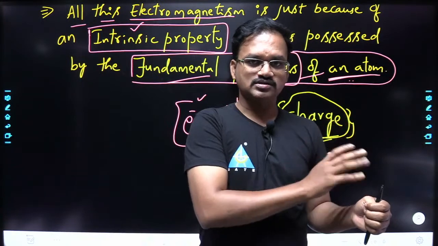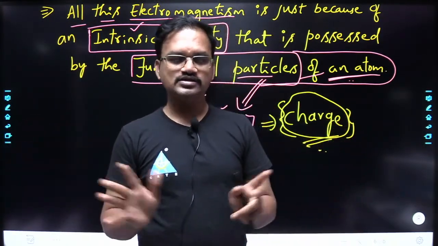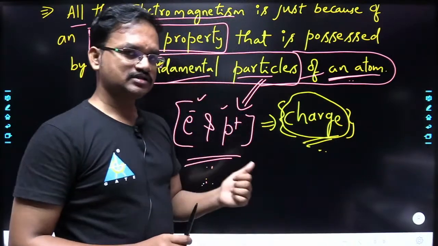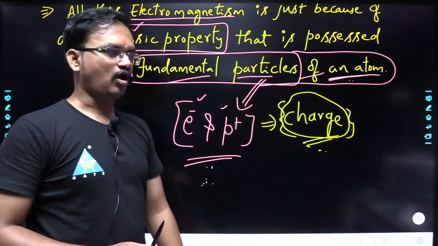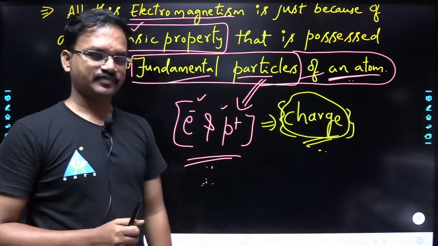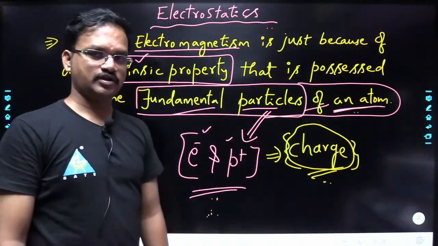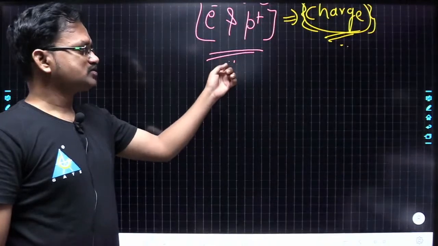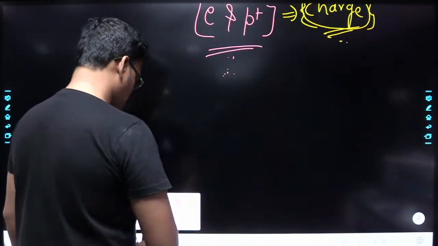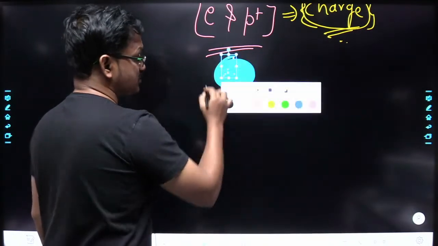What is the cause? The cause is nothing but charge, yes or no? So for all this electromagnetism, the cause is nothing but charge. So this is responsible for all this electromagnetism, right? So that's what this statement means here. Okay, so charge is responsible for all this electromagnetism.